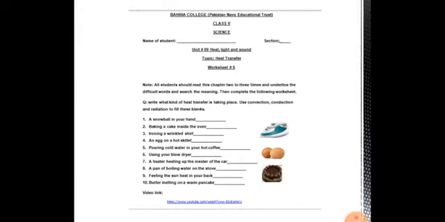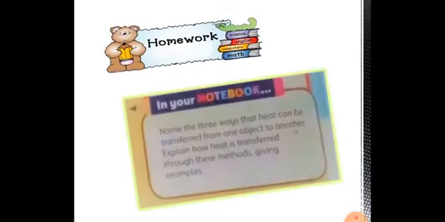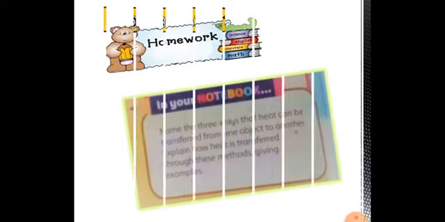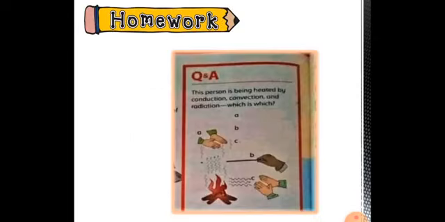Now students, solve this worksheet number 6. Now it's your homework time. Name the three ways that heat can be transferred from one object to another and explain how heat is transferred through these methods, giving examples. Second question is, the person is being heated by conduction, convection and radiation. Which is which? Now look at these three pictures, A, B and C, and tell which type of heat transfer takes place.